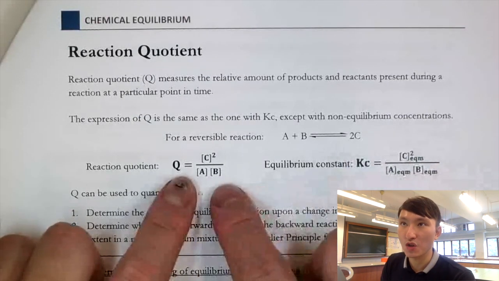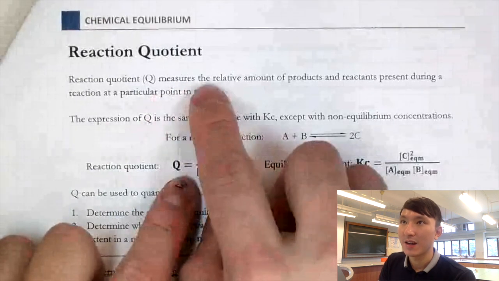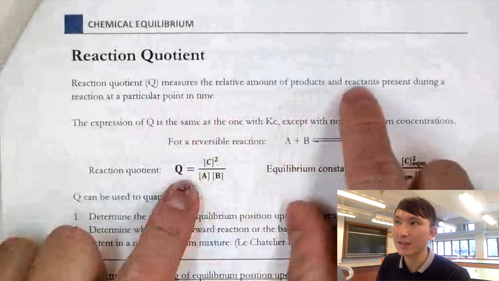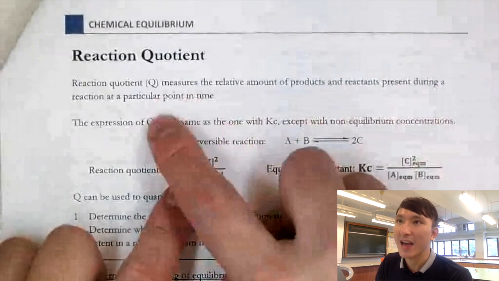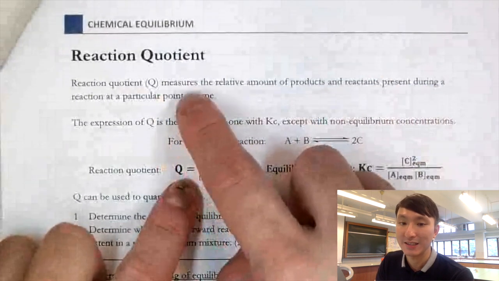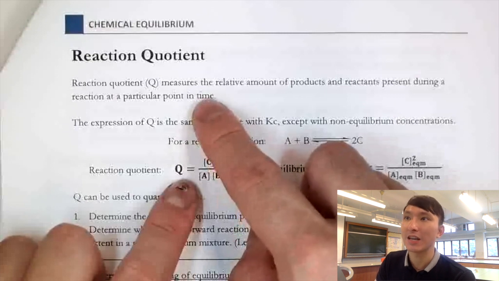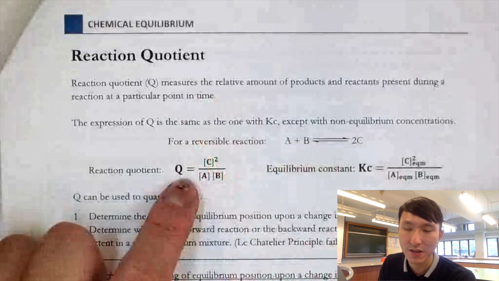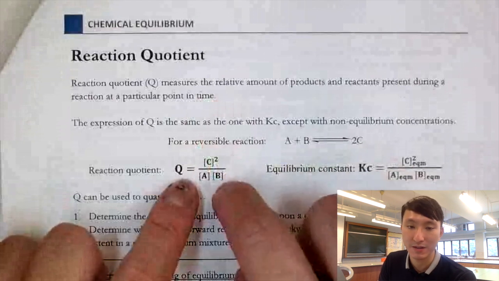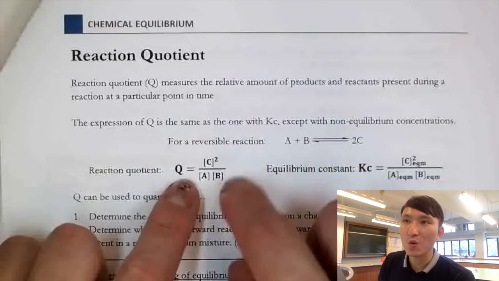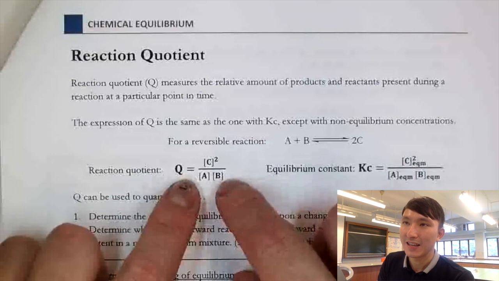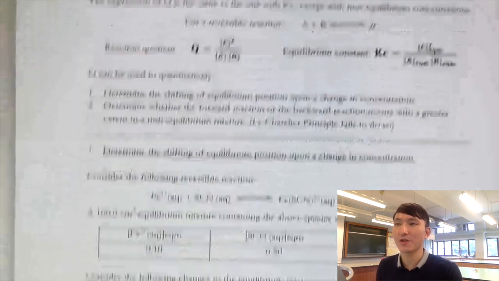But for reaction quotient, let's look at the first sentence. They measure the relative amount of product and reactant present during a reaction at a particular point in time. That means it could be any point. It could be at the equilibrium condition. It can be at non-equilibrium condition. So reaction quotient allows us to plug in concentrations from different time points. Okay? Now let's look at the first problem here.